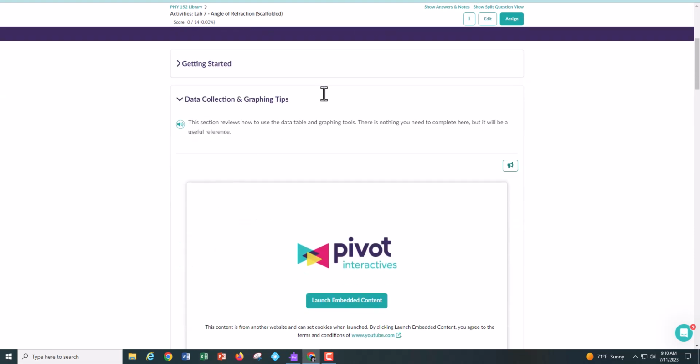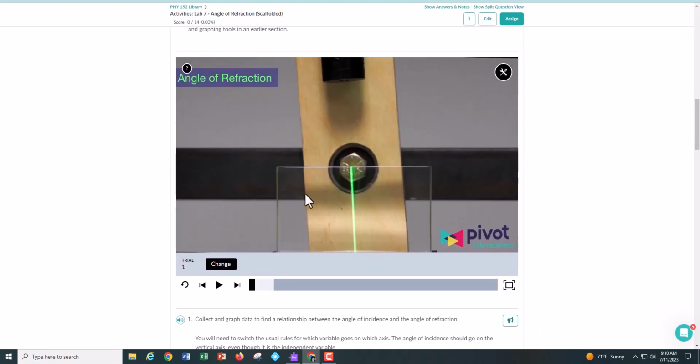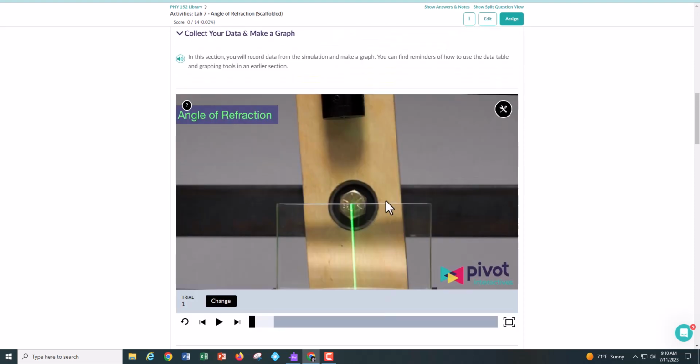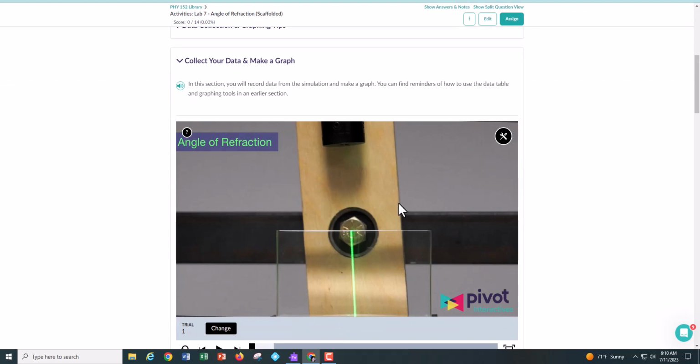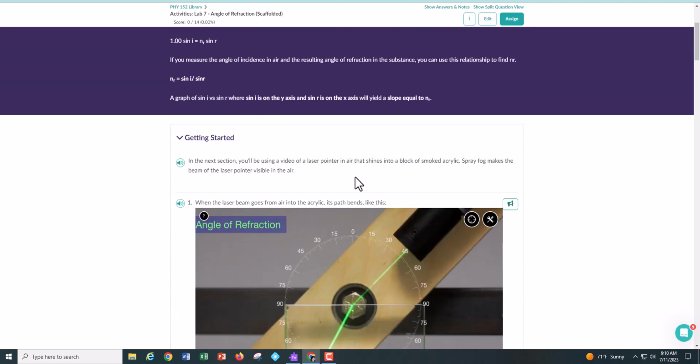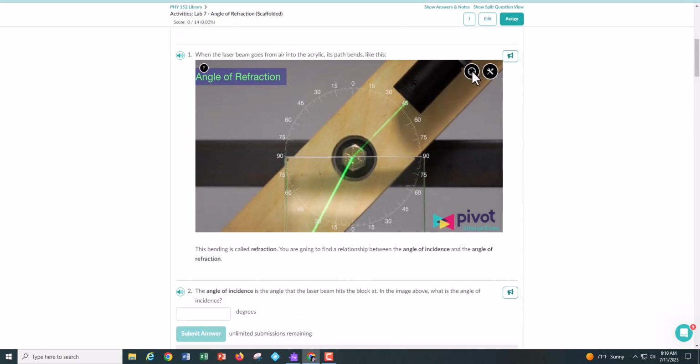So in this particular lab, you're going to be looking at a block of acrylic material, and you are going to measure angles of incidence and resulting angles of refraction. The way you're going to do that is you're going to add the compass, and move the compass so that the center of the compass is at the center of the angle of refraction. So if you press play on the video, the laser is going to be entering the substance from up top in air, and then it's going to enter into the new substance.